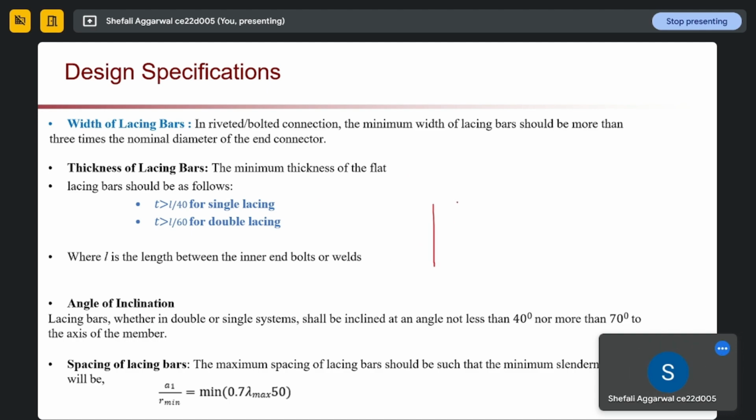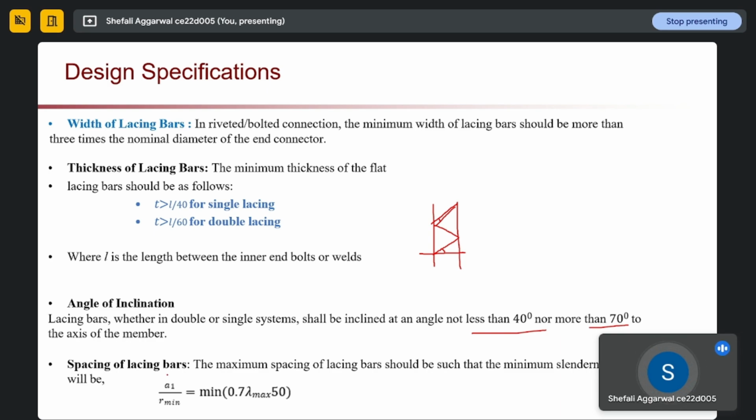So this is our lacing system. The third point is the angle of inclination, which concerns the thickness of the lacing bar. It should be inclined not less than 40 degrees and not more than 70 degrees. So the angle should be in between 40 and 70 degrees.